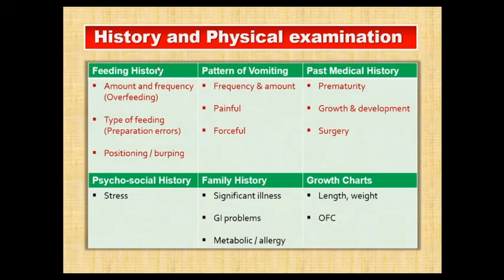We will focus on the feeding history, and questions should be about the amount and frequency, because it may be due to overfeeding causing gastric distension, which is the main stimulus for the gastroesophageal reflux. We have to ask about the type of feeding, whether it is breastfeeding or artificial or mixed, because if it is artificial, there may be preparation errors. And we should ask about the technique of feeding. This means the positioning of the baby during and after feeding, and whether they do burping for him or not.